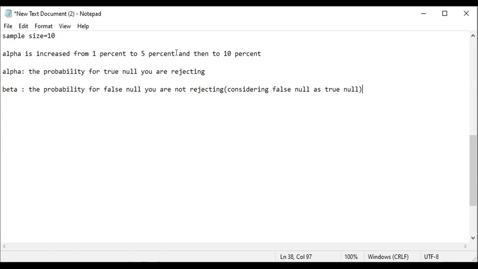Because then there will be less chance you will fail to reject the false null. Okay, there will be less chance that you are not rejecting the false null. The probability gets reduced because your alpha gets shifted towards left.